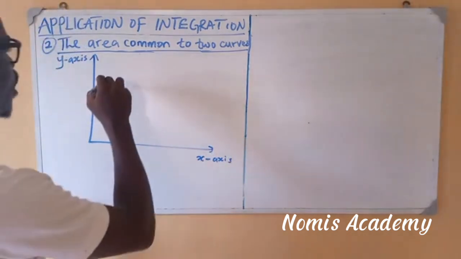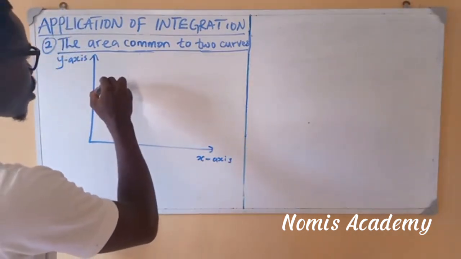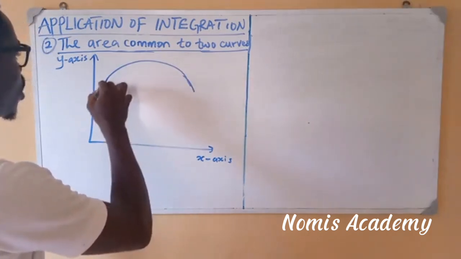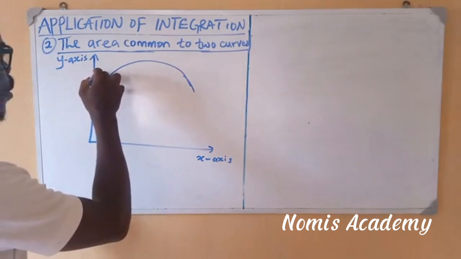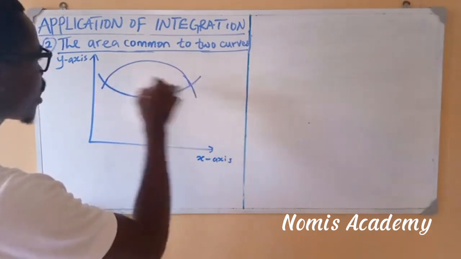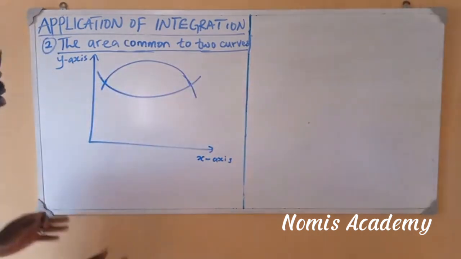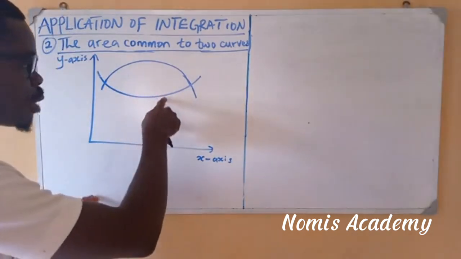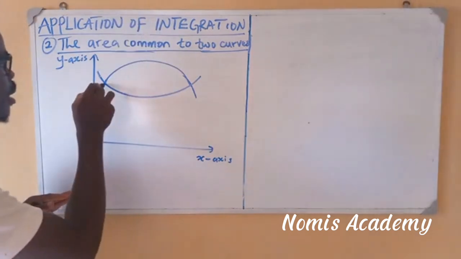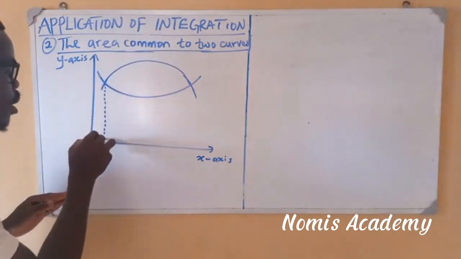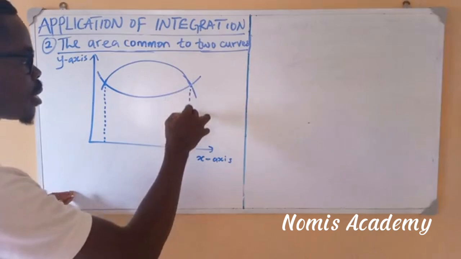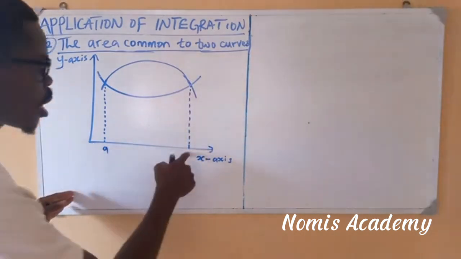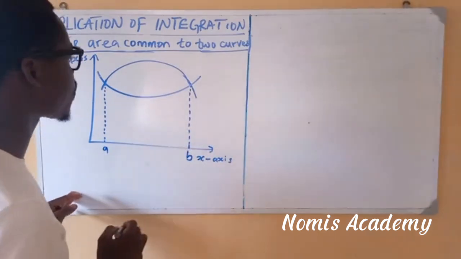When we have a curve facing down this way, and then we also have another curve facing up, we can liken the two curves to a parabola facing down and another parabola facing up. Now they intersect at a point and we can trace that to the x-axis. At this point we call here A and then we also call here B.